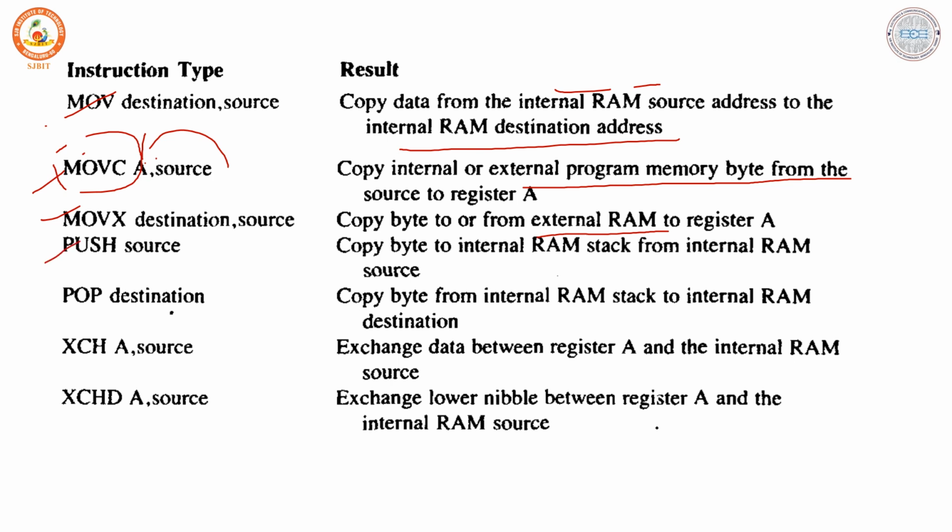Next we have seen the stack operations like push and pop. Push source copies to the internal RAM stack from the internal RAM source. Pop destination copies the internal RAM stack to the internal RAM destination. And we have exchange instructions, where XCH A comma source means that we are going to exchange the data between the accumulator and the internal RAM source. And here the lower nibble of the register will be exchanged between the register A and internal RAM.